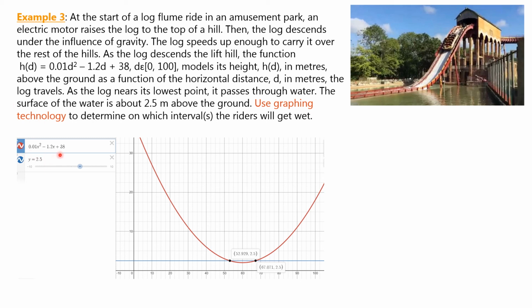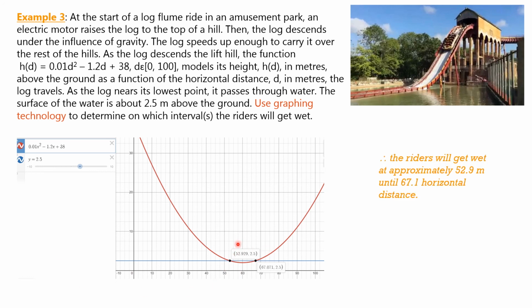So here's the equation. And then I want to know, this is an important part here, when the water is 2.5 meters above the ground. So I had to put in the equation y equals 2.5. There's that blue line there using Desmos. So using graphing technology, when will the riders get wet? So I just look at my graph here. If you're in Desmos, if you just click, there'll be little gray dots already showing up. So I just click on those dots themselves and it darkens them and it puts the coordinates right in.